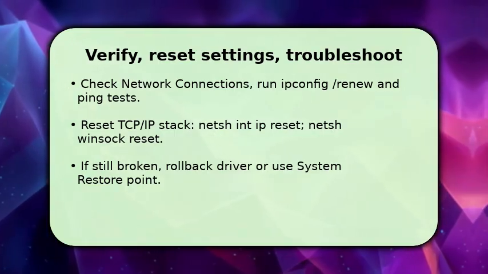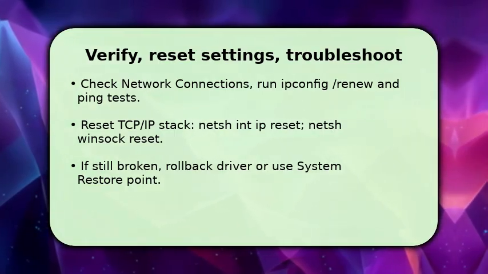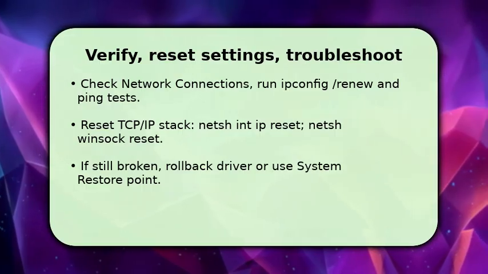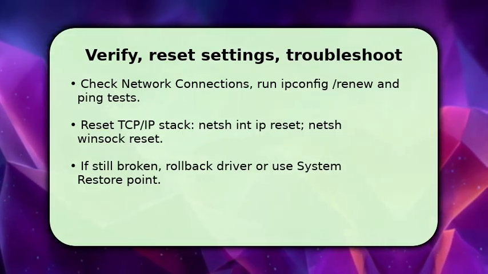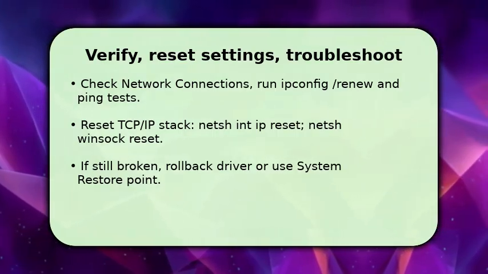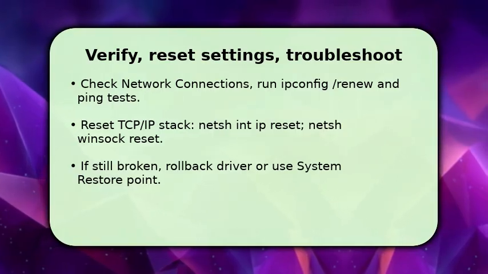If connectivity fails, reset the TCP/IP stack with netsh int ip reset and netsh winsock reset, then reboot. This clears protocol corruption. Make sure DHCP/static settings match prior configuration. Reapply manual IPs if used.